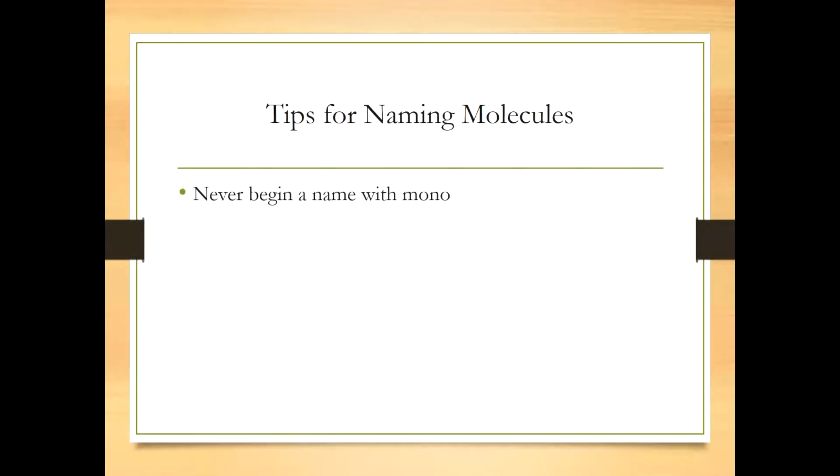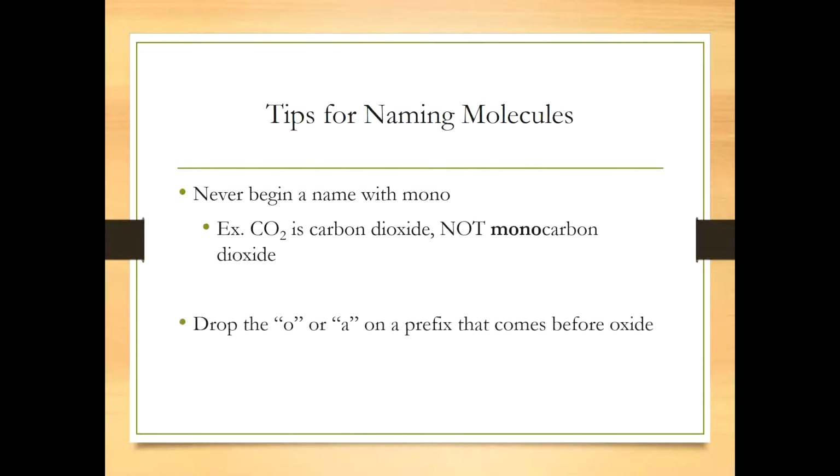So that's carbon tetrachloride. Now there are a few little tips. One of them I've already shared with you. You never begin a name with mono, but you will write mono on the second element if there's only one. So for example, you're familiar with the molecule carbon dioxide. Notice we don't call this monocarbon dioxide. Never begin a name with mono.